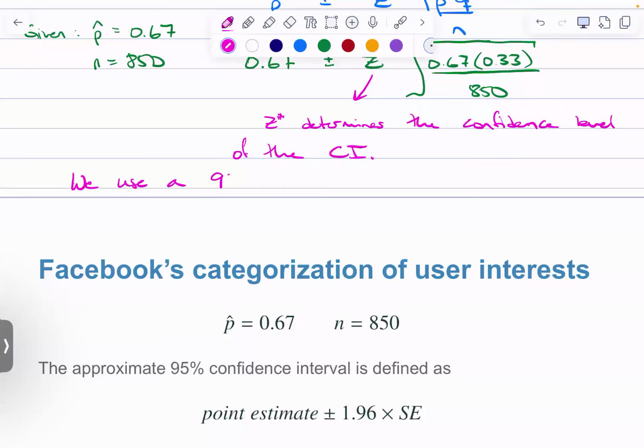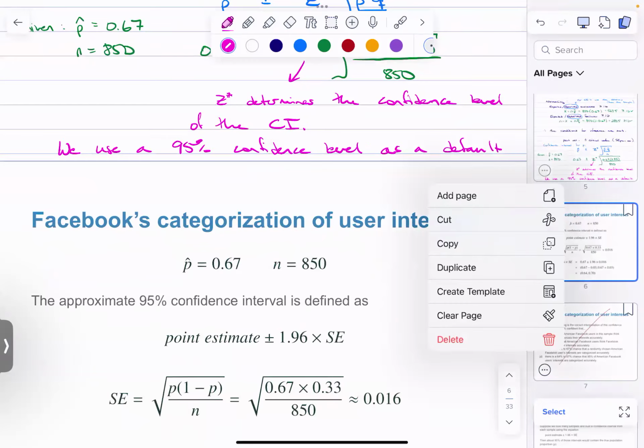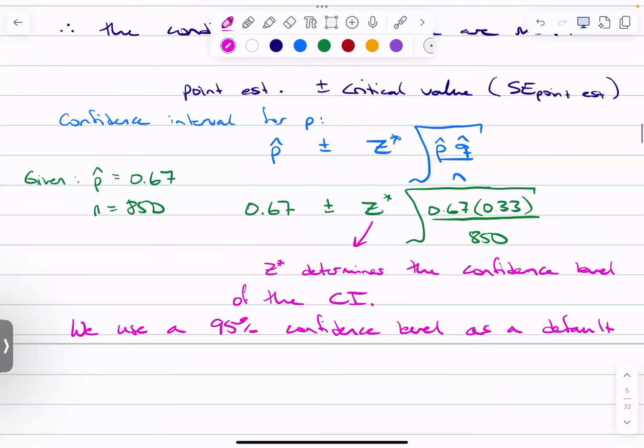We use a 95% confidence level as a default. In industry, 95% is going to be your go-to confidence level. And any sort of journal that you read, Dear Diary, no, I mean scientific journal that you read, they tend to use a 95% confidence interval. Right?